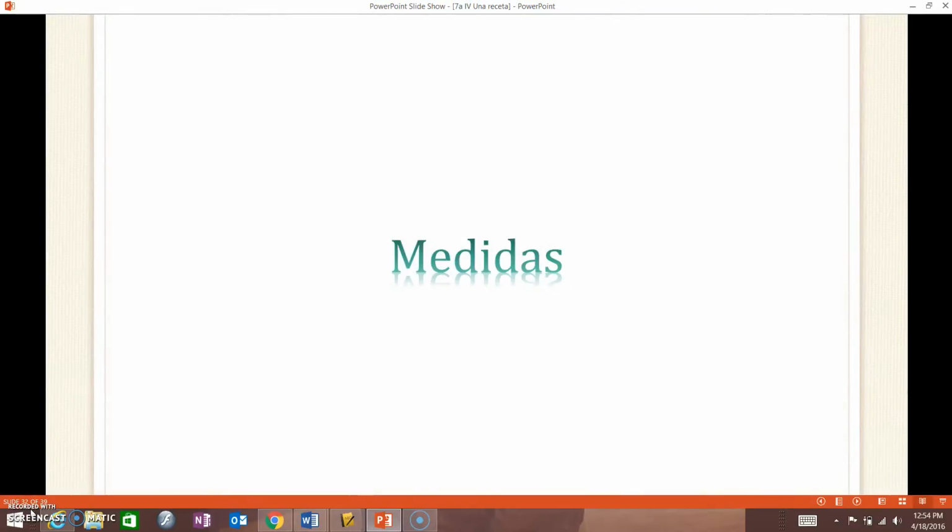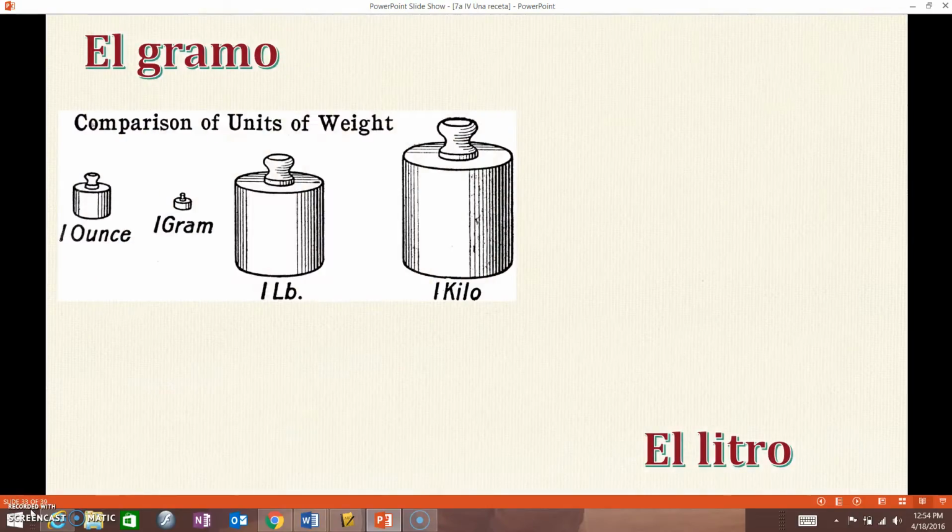Y las medidas. Las medidas are the measurements that you will use to cook. Keep in mind, in Spanish-speaking countries, they do not use our form of measurement. They use the metric system. So the terms that I'm going to be teaching you are in metrics. El gramo es como a gram. So ustedes pueden ver la diferencia de un gramo. So that's what a gram is in terms of a pound and an ounce, which is what we're familiar with. So a gram is much, much smaller than an ounce.